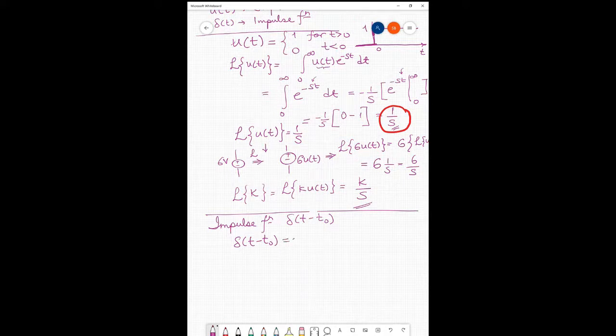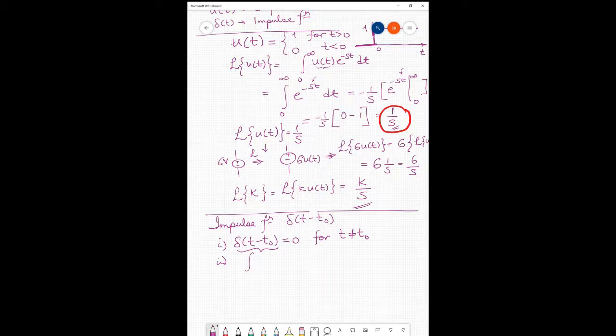It is 0 for t not equal to t naught. That means this function is only defined at t naught. So that's the first characteristic. The second characteristic is that a Dirac function has an area of 1, which is very important.